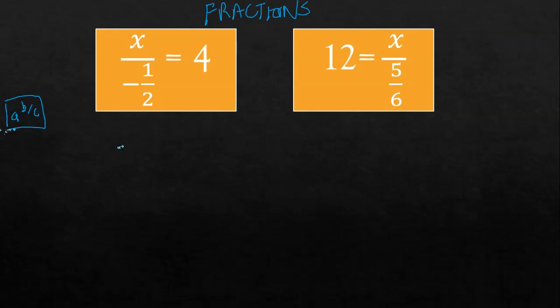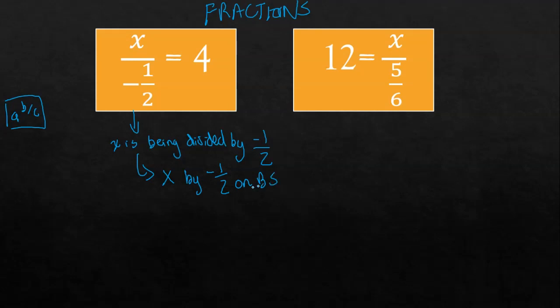Okay, so let's figure this out. In this one, I can see that x is being divided by something. And it's being divided by a fraction, and that's okay, but we're just going to think of it as a number. So if this was a -2 and it was being divided by -2, we'd multiply by -2. But because it's being divided by a fraction, we just have to make sure we keep the entire fraction. So x is being divided by -1/2. To get rid of it, we're going to multiply by -1/2 on both sides.